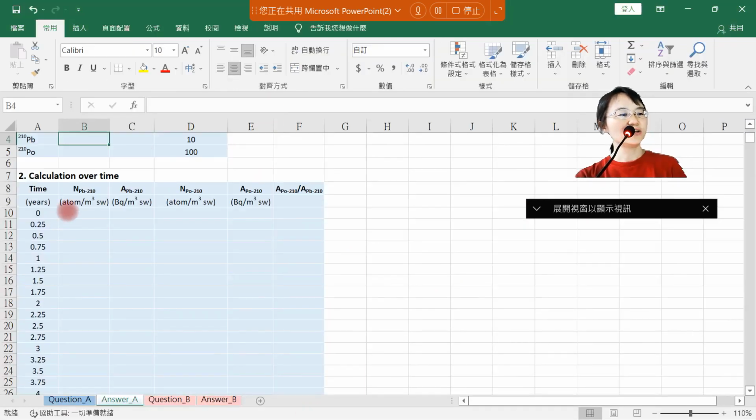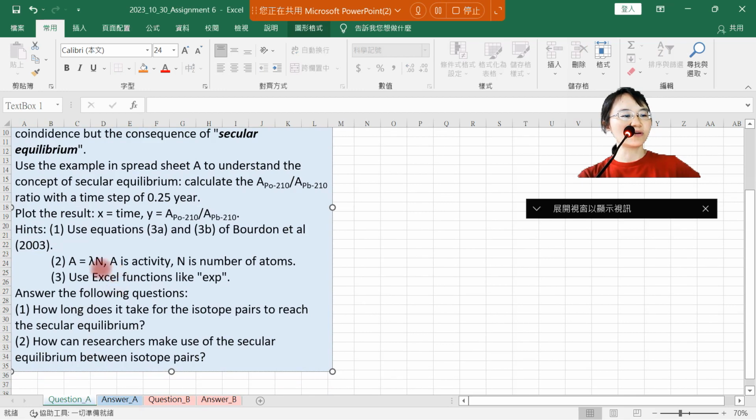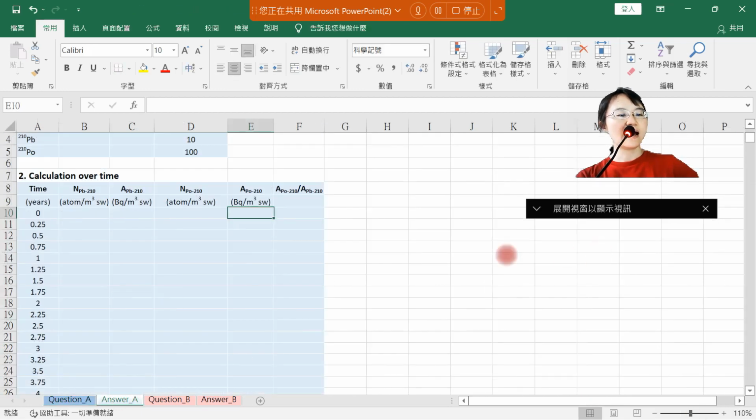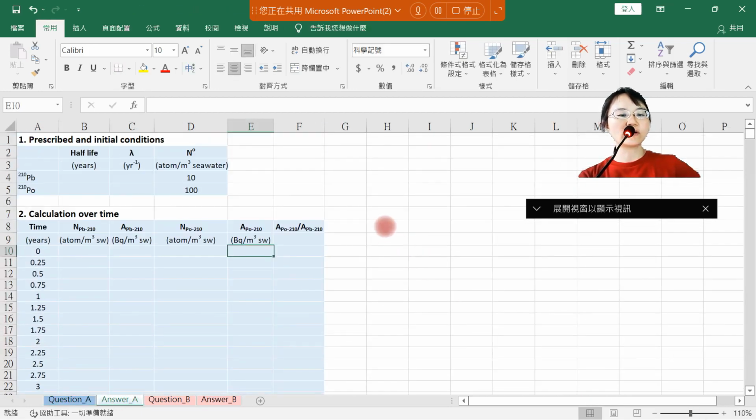After this, you can calculate the number in seawater, the activity in seawater for lead-210 and polonium-210, and then you can calculate their ratio, the activity ratio. You need to keep in mind that N and A are different. They follow this equation. Afterwards, you should draw a figure showing how this ratio changes over time. You will see this ratio change over time.